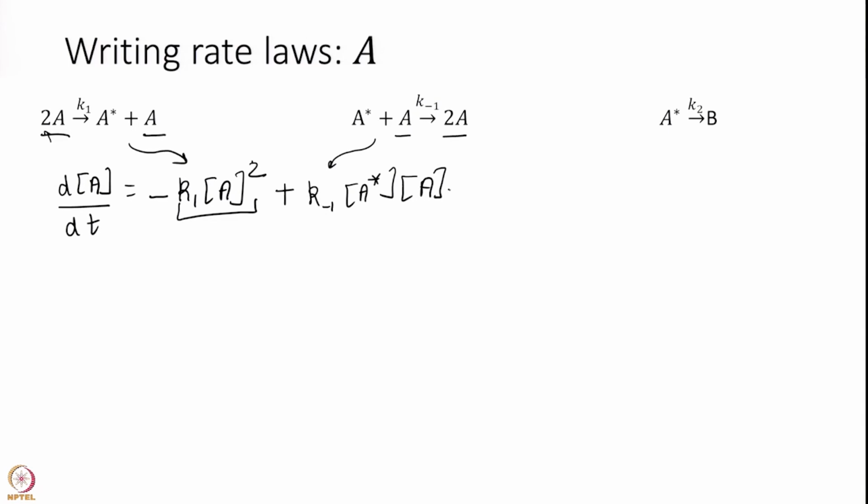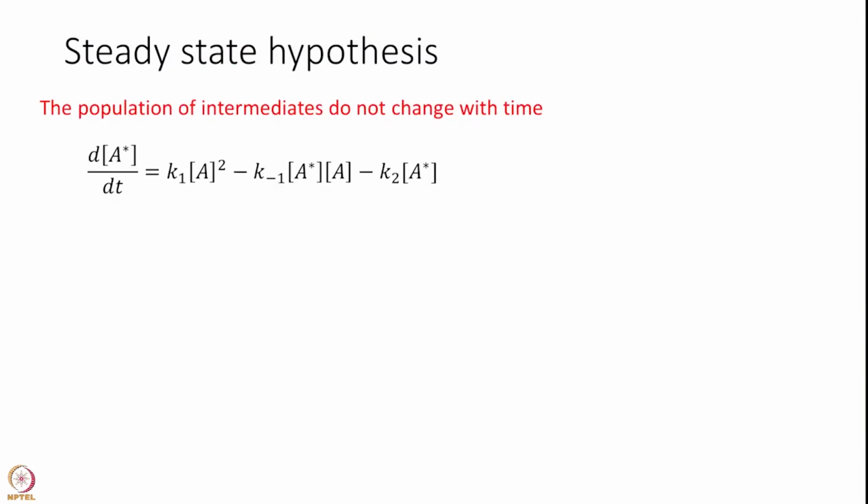We will have more problems of this in the assignment, where you will get more practice on how to solve these problems. So, how do we make progress beyond this? What we do is make what is called a steady state hypothesis. This hypothesis states that the intermediates' concentrations do not change with time, and the intermediates are the ones which do not appear in the overall reaction. So, in this case that is A star. A is the reactant, B is the product, and the intermediate in between is A star.